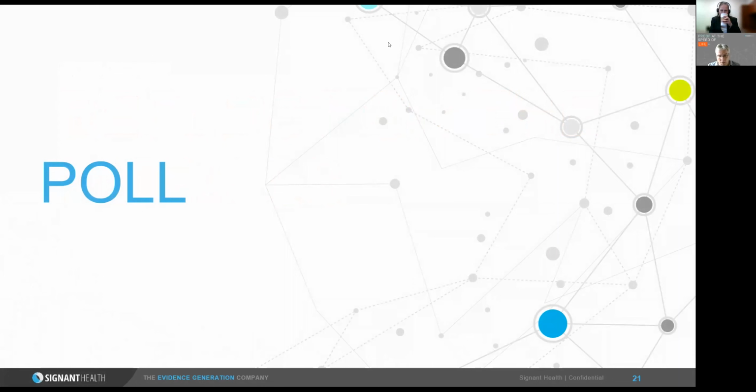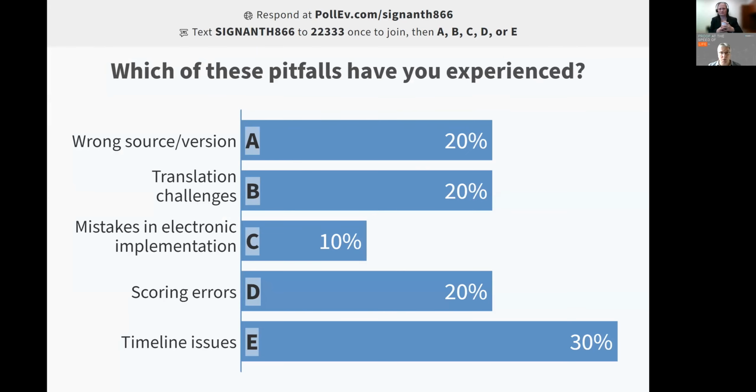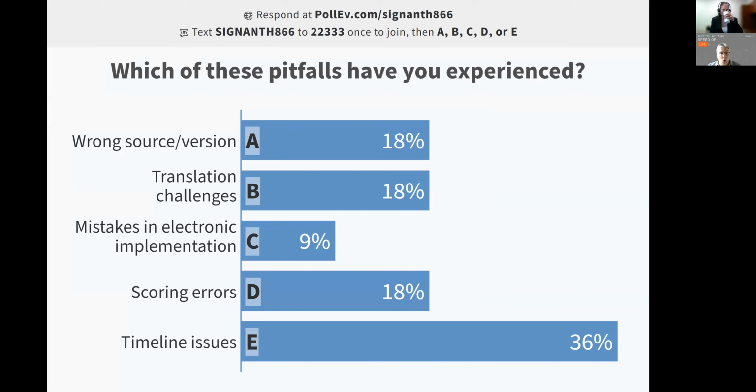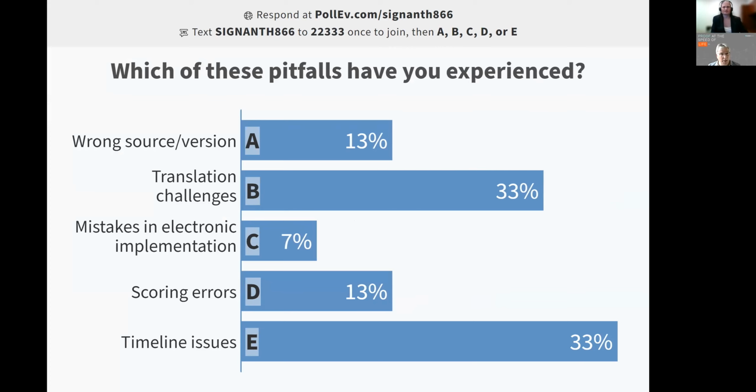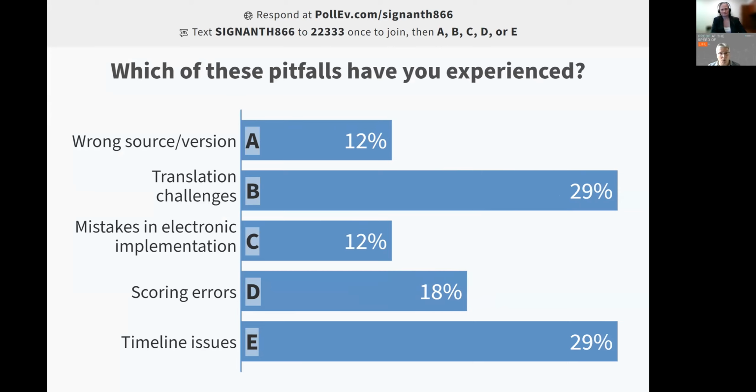Yeah, so I think we wanted to ask another poll question just before we move into Carrie's presentation. And this is a multi-select. You can select as many options as you like on this one, but really just to get your experience of the types of pitfalls that you've experienced in your organization or personally when it comes to using validated scales in clinical trials.